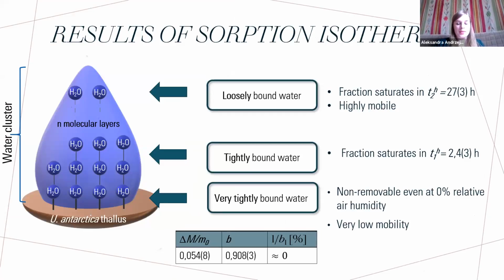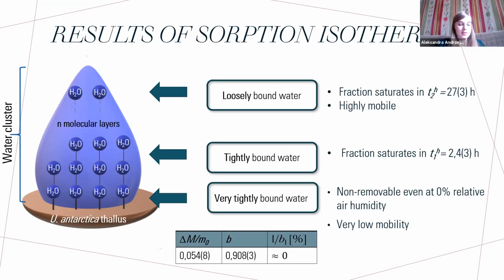Water fractions were observed by hydration kinetics. The first is very tightly bound, not removable even at 0% relative air humidity. This fraction has very low mobility and is tightly bound to the solid-state matrix of the thallus. In the picture, it is signified with the thickest lines. Tightly bound water in the picture is illustrated by thinner solid lines, and loosely bound water is a fraction with high mobility, illustrated by thin dashed lines.